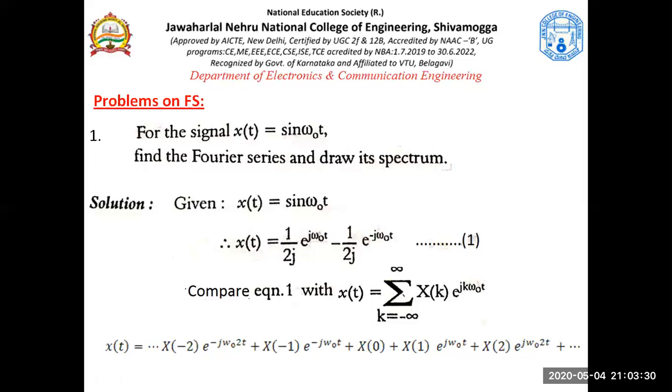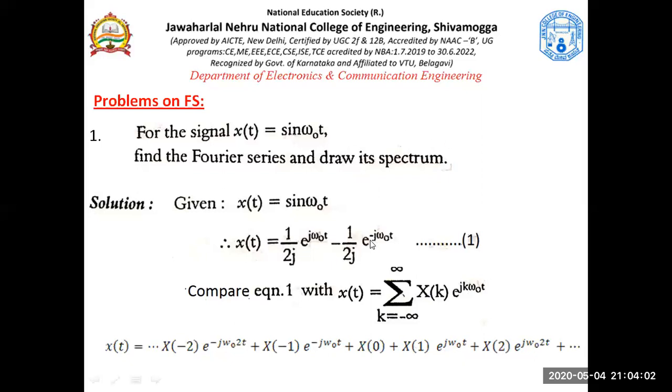Understand that? Now, after comparing this and this, can you make out what is in place of k here? Just compare these two terms. What is in place of k? Where do you find this e power j omega naught t here? E power j omega naught t is here. So e power j omega naught t means k is 1. If this k is 1, what is this x of k? This x of k is x of 1.